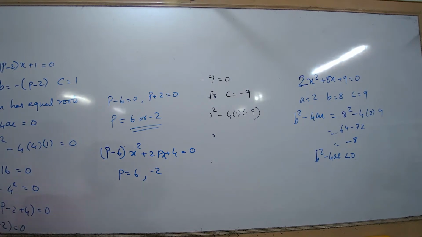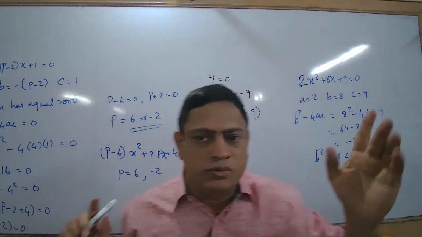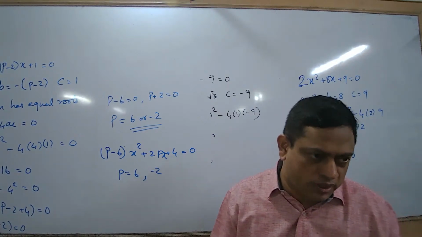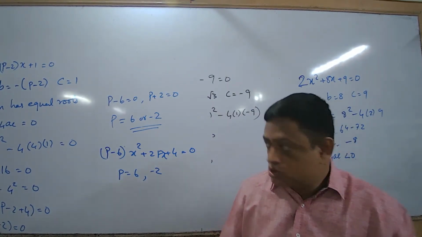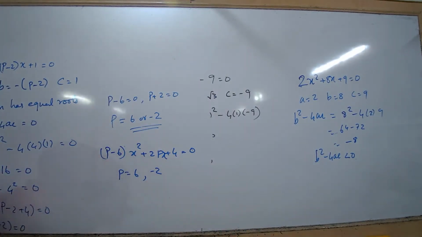So how to verify? Just check what is a. If a contains p, substitute and check whether a will become 0. If a becomes 0, that value should not be taken. Are you followed? There are questions where the coefficient of x square may contain p also. These types of questions come. Are you followed, all of you? If not followed, I repeat. That is why I keep on asking you. Should I repeat?